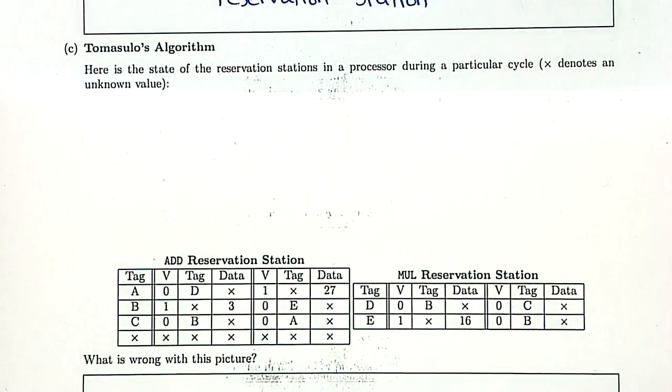So here's basically a set of reservation stations for an add functional unit and a multiply functional unit, and this is during some point throughout execution at a particular cycle. And all the x's are values that we just don't know. So the question is, what's wrong with this picture? Because this isn't a reasonable state of execution. So can you guys figure out what's wrong?